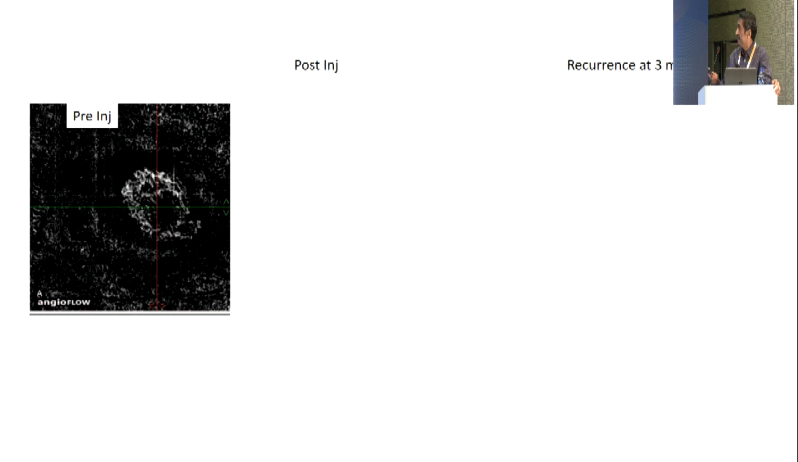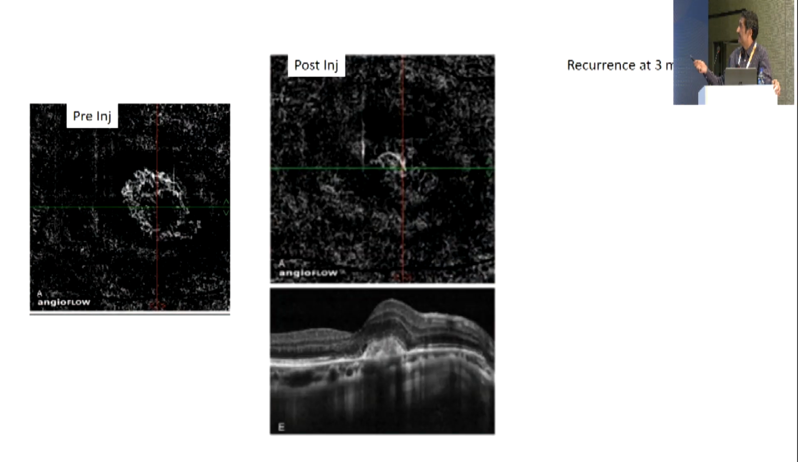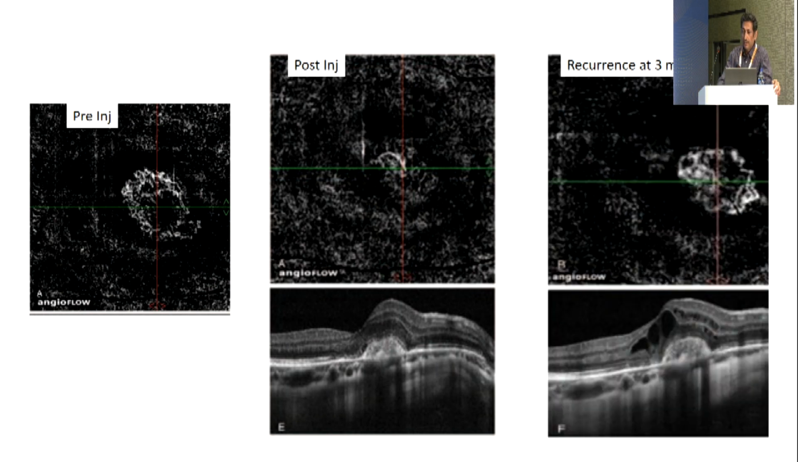So this is the same patient. This is the pre-injection. This is post-injection. You can see the vasculature has come down, and there is some improvement also. And the patient had a recurrence. This time FFA was not done. The OCTA itself shows the pattern of the vasculature has changed, and this is the corresponding OCT.